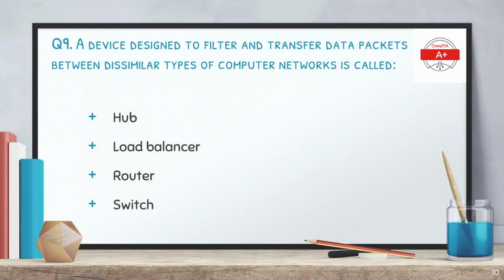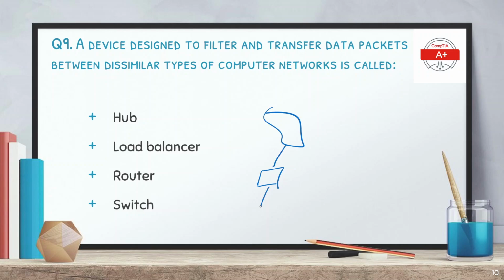So the next question is: a device designed to filter and transfer packets between dissimilar types of networks is called, and the options are hub, load balancer, router, and switch. This question means any device that is used to transmit packets between 2 dissimilar networks.